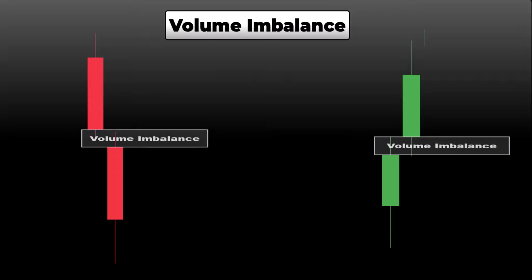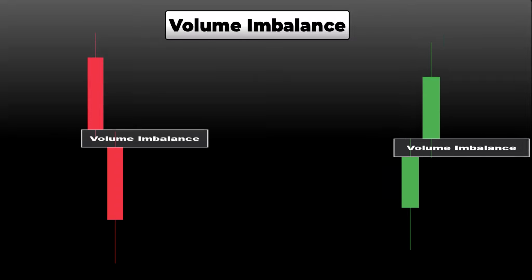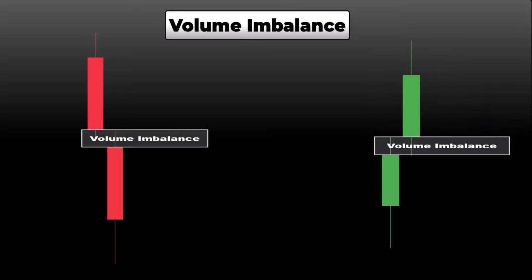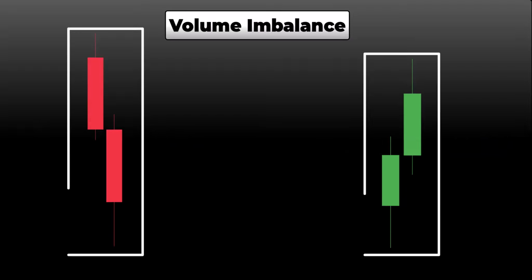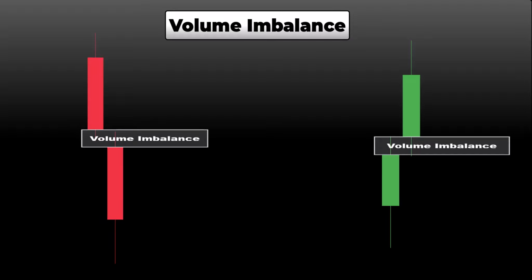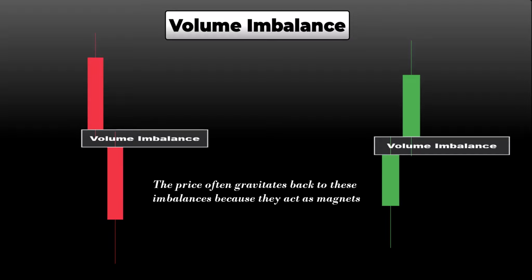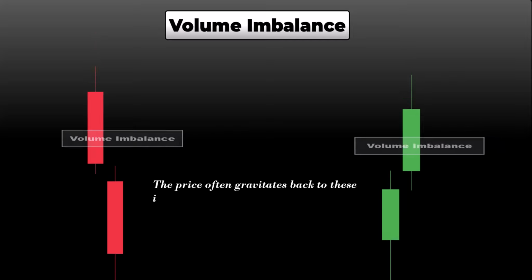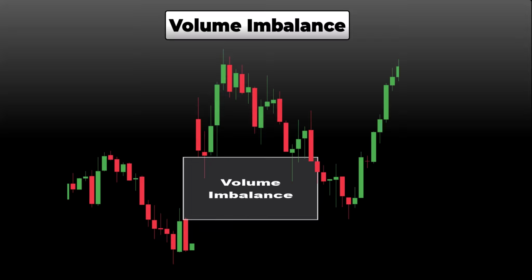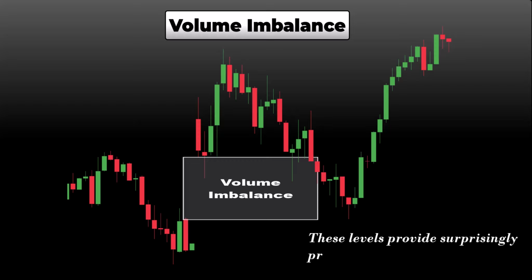Finally, the volume imbalances are simple yet powerful PD arrays. Unlike the fair value gaps, which use 3 candles and wicks, volume imbalance focuses on 2 candles and their bodies. Normally, the close of one candle equals the open of the next, but when there's a gap between the closing price of one and the opening price of the next, that's a volume imbalance. Price often gravitates back to these imbalances because they act as magnets. You'll notice volume imbalances frequently on indices and weekly charts, where price fills the imbalance before resuming the trend. These levels provide surprisingly precise trade opportunities and are especially useful for traders who want clean zones with clear entries and targets.